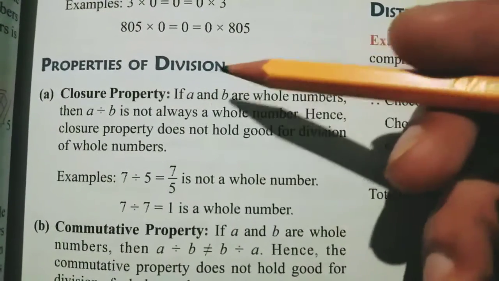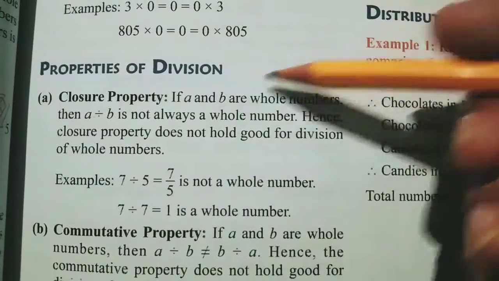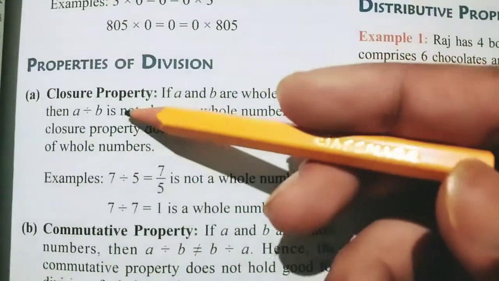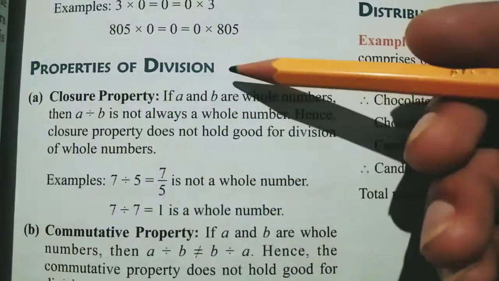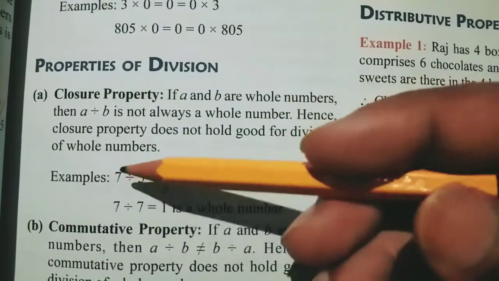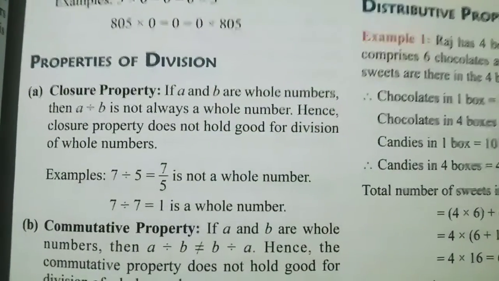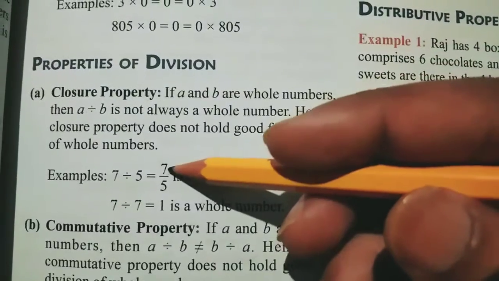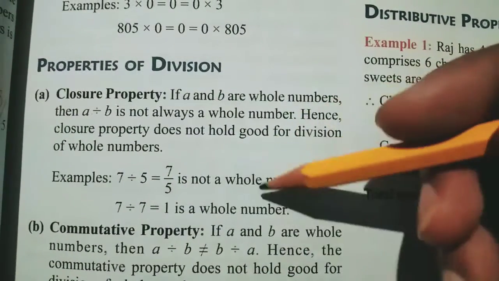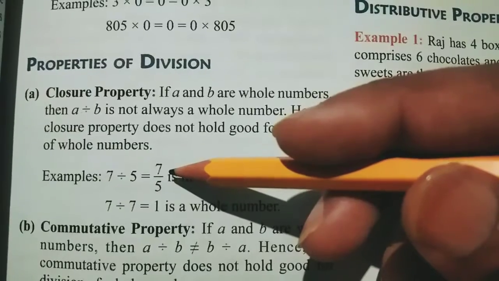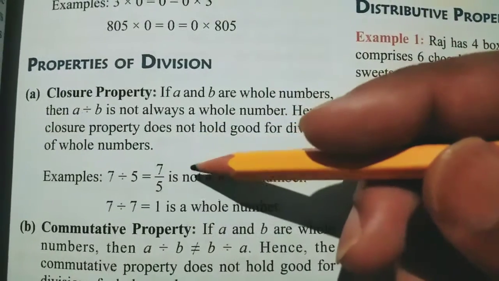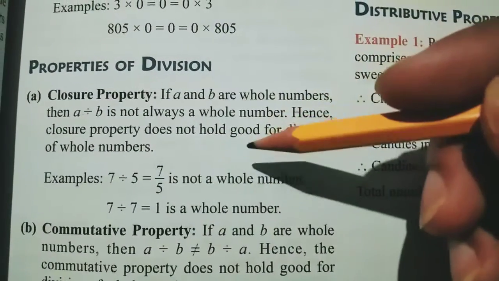Closure property again. Closure property: if a and b are two whole numbers, then when you divide a by b, the answer should also come as a whole number. Let's see. 7 divided by 5. When you divide 7 by 5, it is not a whole number, because it comes as a decimal point or fraction.